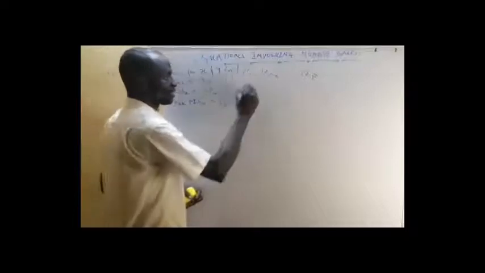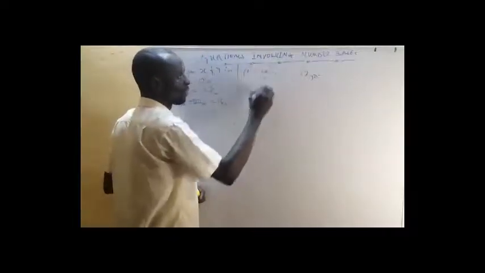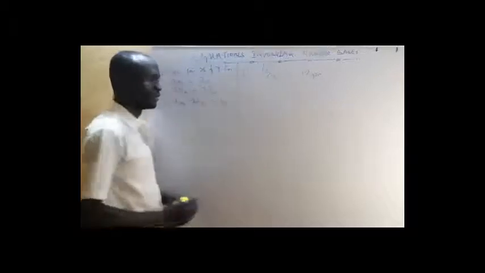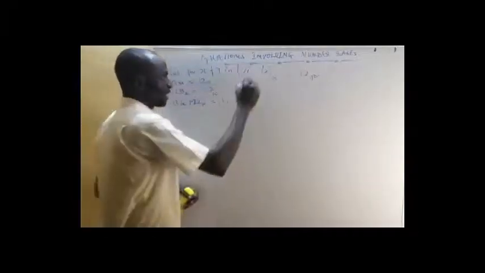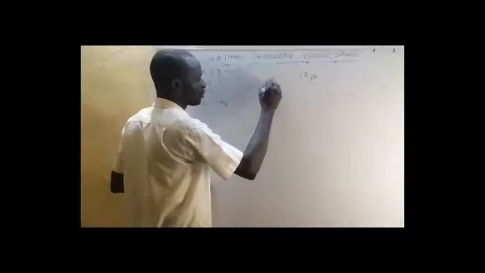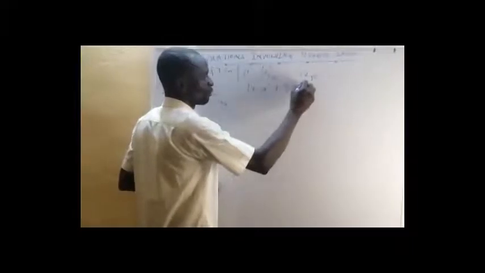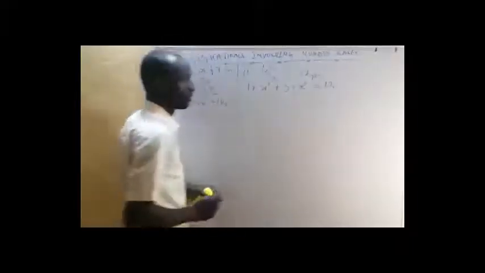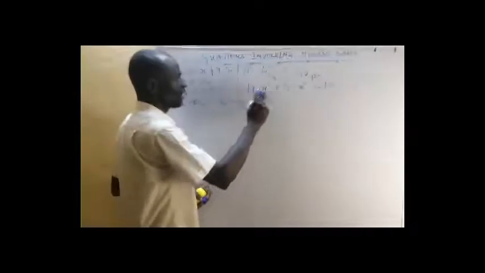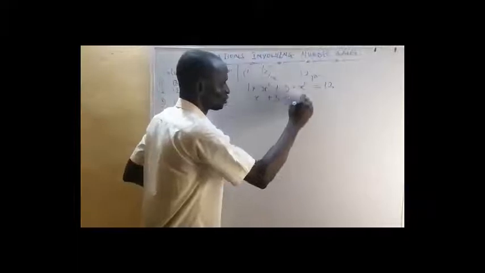Converting from base x to base 10, we raise this to the power of 0 and this to the power of 1 using the expansion method. That is, 1 times x raised to the power 1 plus 3 times x raised to the power 0 is equal to 12. Now x raised to the power 1 is x, times 1 is still x, plus 3 times x raised to the power 0. Anything raised to the power of 0 is 1, and 1 times 3 is 3, equals 12.